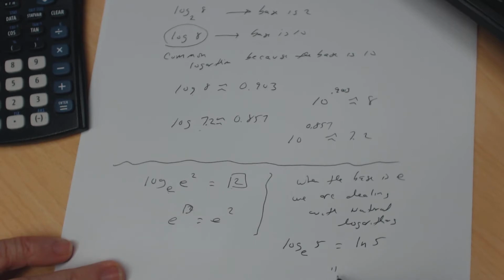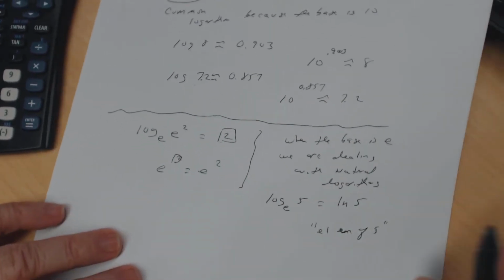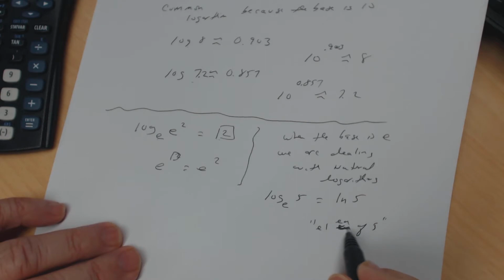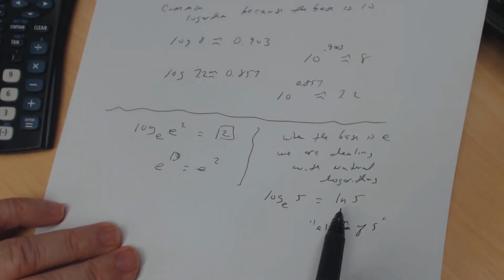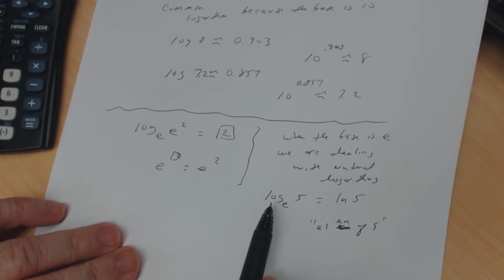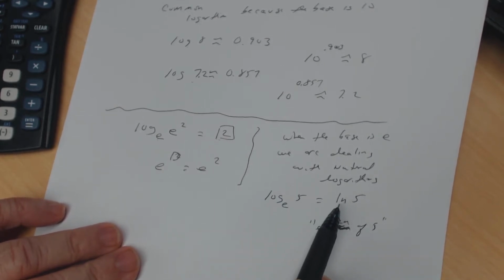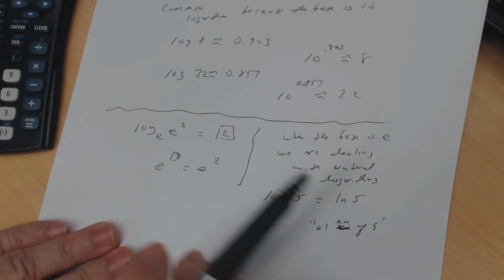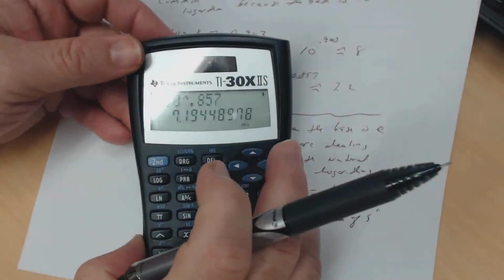So you read this as ln of 5. That's how you read it. Whenever the base is e, you're dealing with a natural logarithm. So ln of 5, and then you just use your ln button.